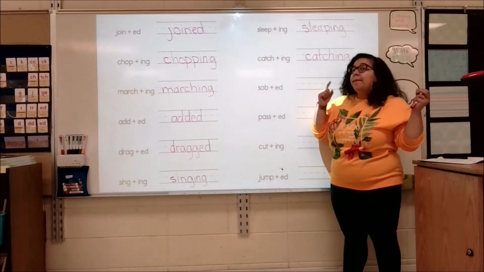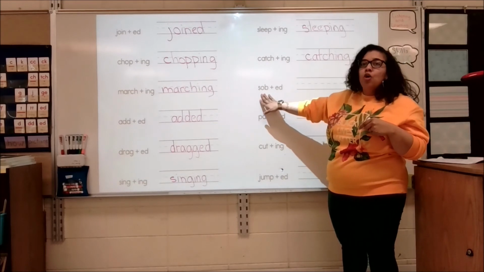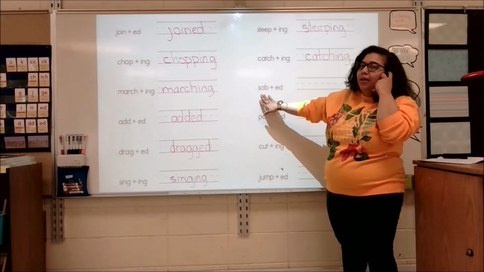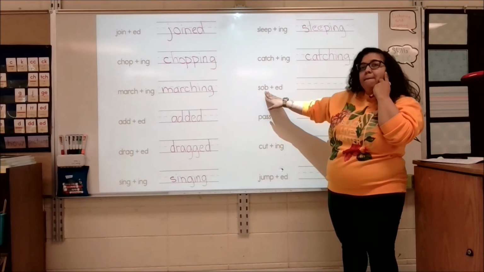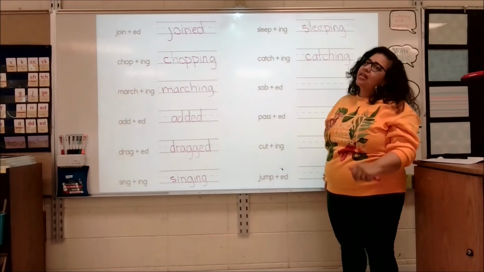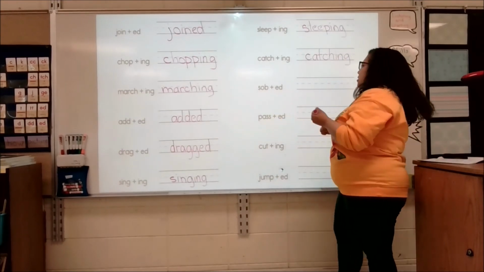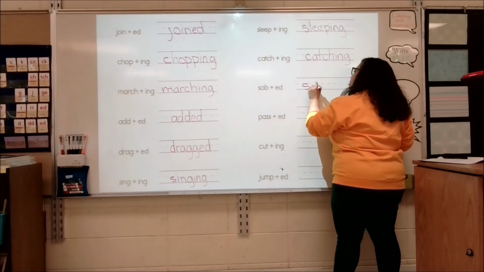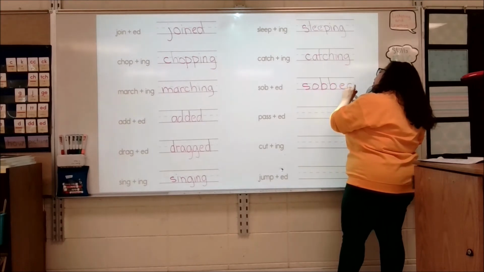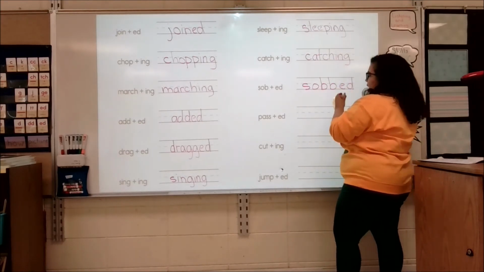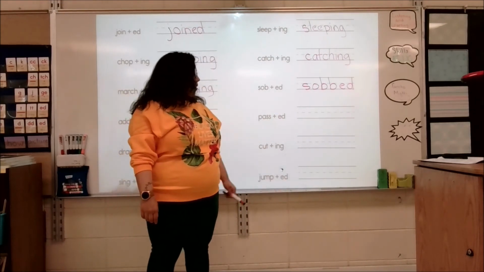So sobbed, as we just heard, the verb sob. What's the vowel sound in sob? Ah. And ah is followed by b. One single, lonely, sad, soft vowel, and it is not strong enough to hold the ed. So we're going to double the final consonant and attach the ending. Sobbed.